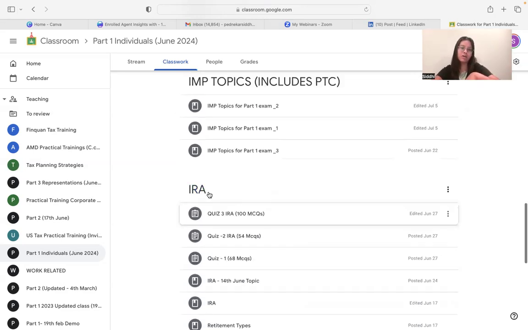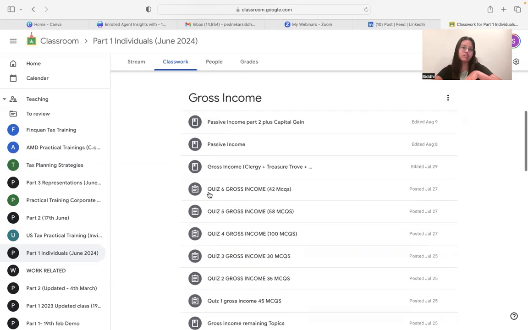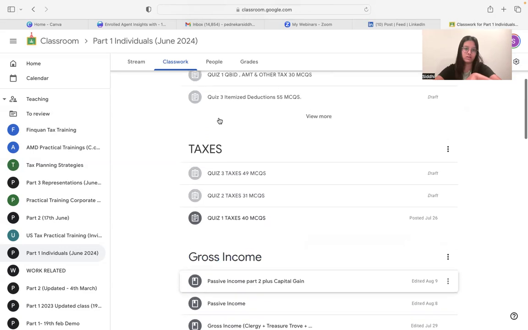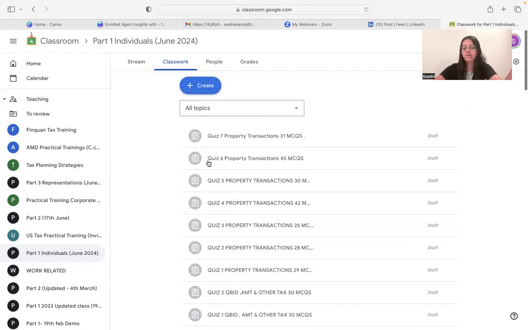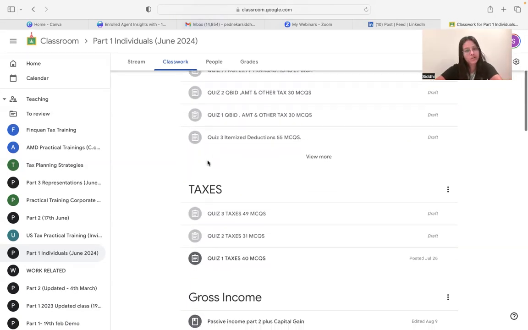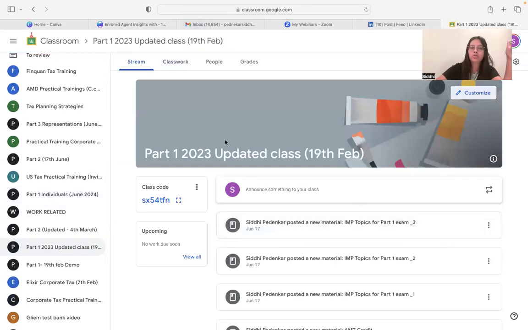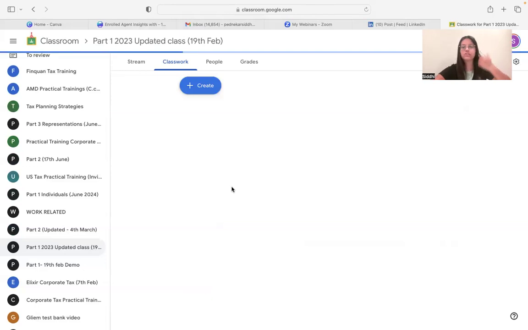Then we took IRA. Along with IRA, after that we started with the gross income. We didn't start directly with the gross income. Then taxes, then property transaction chapter, adjustment to income, standard deductions. So this is how our whole classroom will look like. Okay, got it, Tulika?